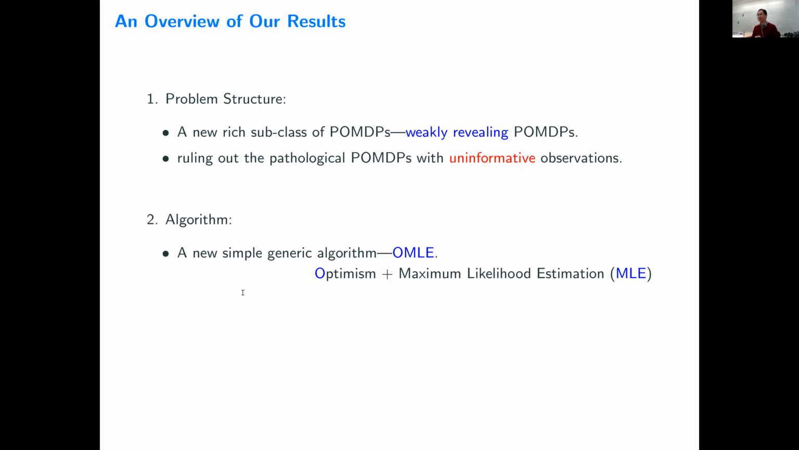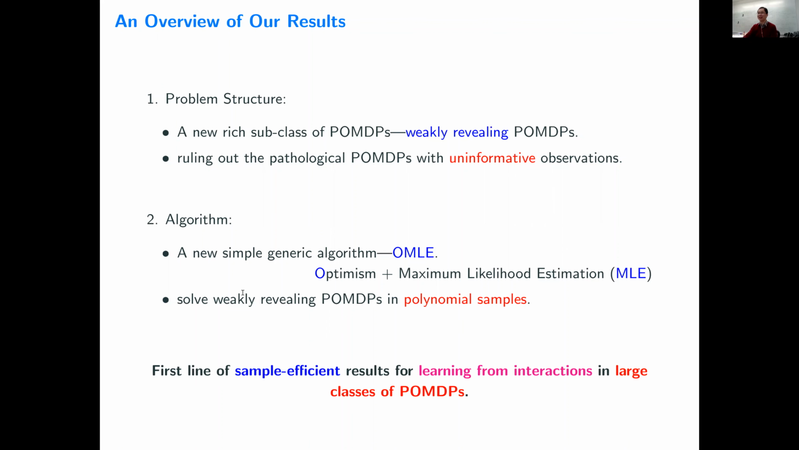And the second part is the algorithm. We will introduce a very simple generic algorithm. It's called optimistic maximum likelihood. As the name suggests, it's just a combination of two parts. One is optimism for exploration. The other one is classical maximum likelihood estimation. It turns out this simple algorithm is good enough to learn these weakly revealing POMDPs. You can learn any weakly revealing POMDP in polynomial samples. So this is the overview of our results. And I want to emphasize that the significance is that we provide the first line of sample efficient results for learning from interactions for a large class of POMDPs. Any questions so far before we jump into the details?